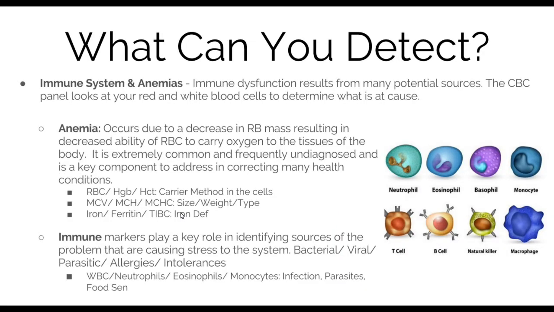Next on our blood chem panels, of course, we can see a tremendous amount of information about the immune system and anemias. We can tell if we're dealing with acute or chronic. We can tell if we're having energy handling issues. The moment we look at anemias, this is in all of our red blood cells. And so what's happening is there's a decrease in red blood cell mass, which results in a decreased ability of the red blood cells to carry oxygen to the tissues of the body.